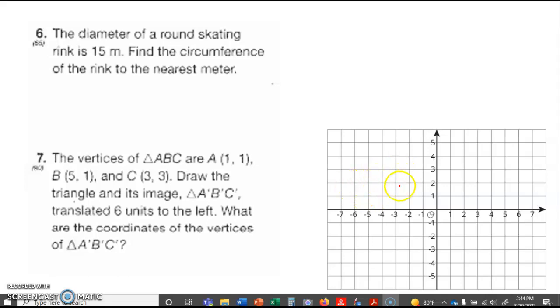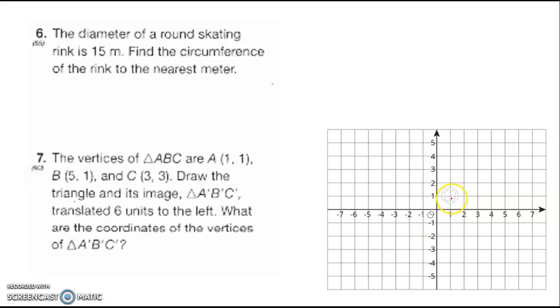Okay, I inserted this coordinate plane. The vertices of triangle ABC are A, which is (1, 1), B, which is (5, 1), and C, which is (3, 3). So this is going to be A, B, C, and this is our original triangle.